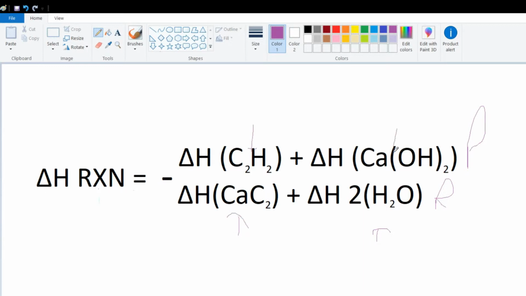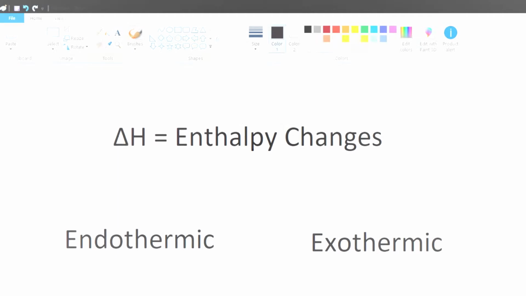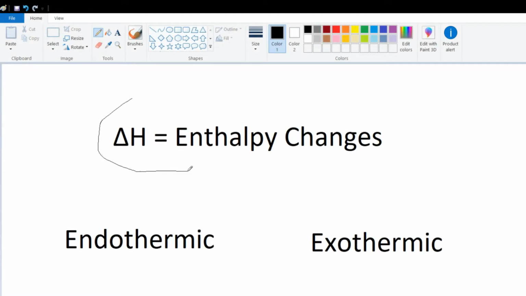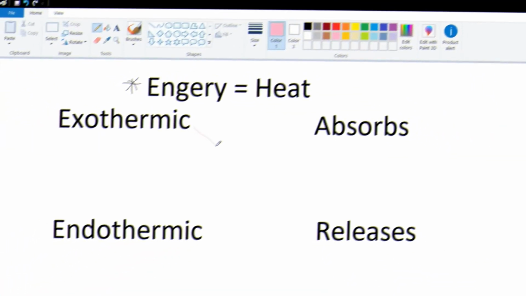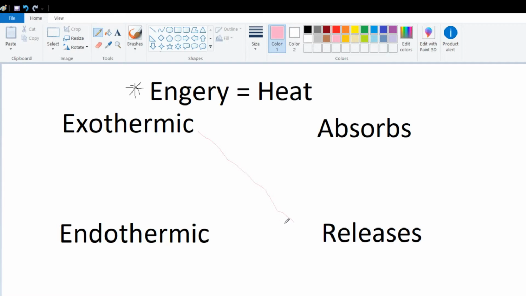But to find these individual delta H values, you look them up in the appendix section of your textbook, or if they're given to you. Enthalpy changes relate directly towards the term exothermic and endothermic. If the enthalpy change is negative, then the reaction is exothermic, while if it's positive, then it's endothermic. An exothermic reaction releases energy through heat, while an endothermic reaction does the opposite.